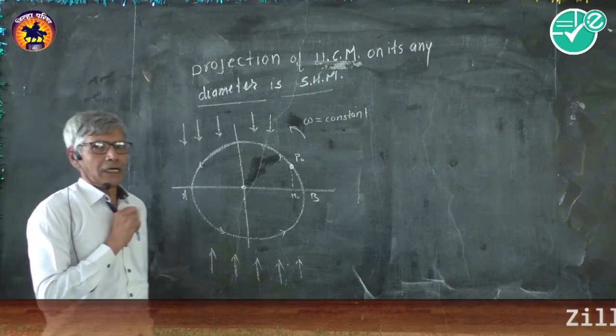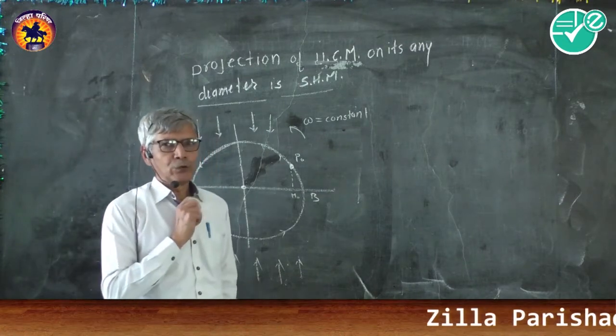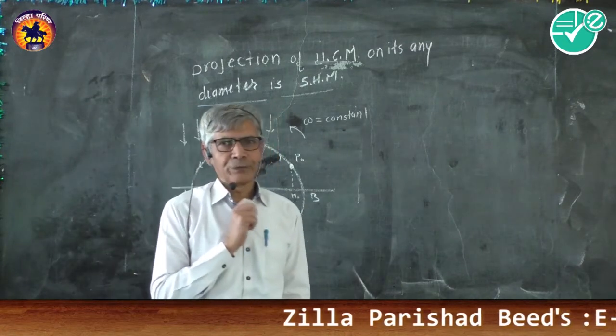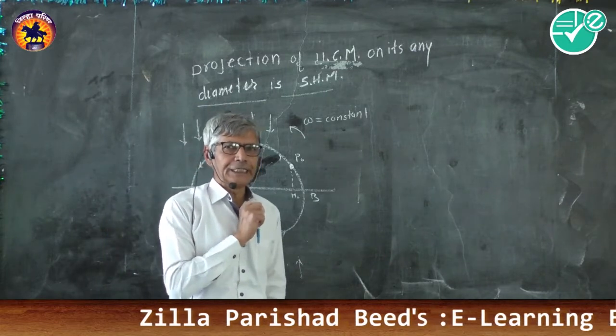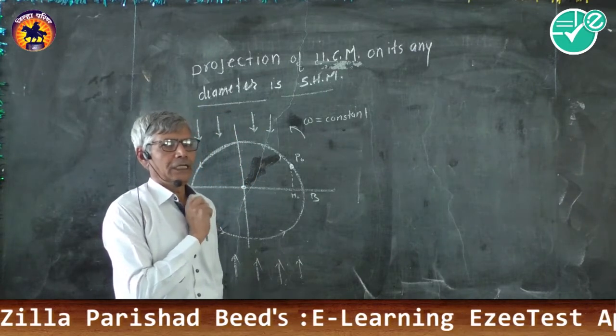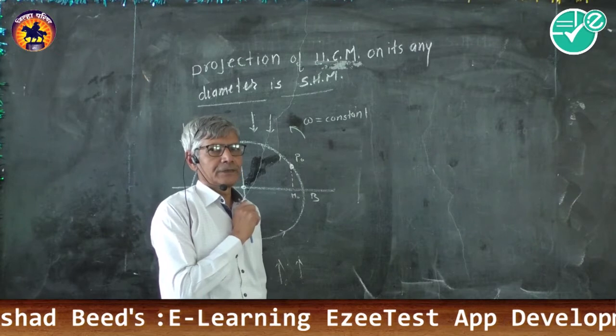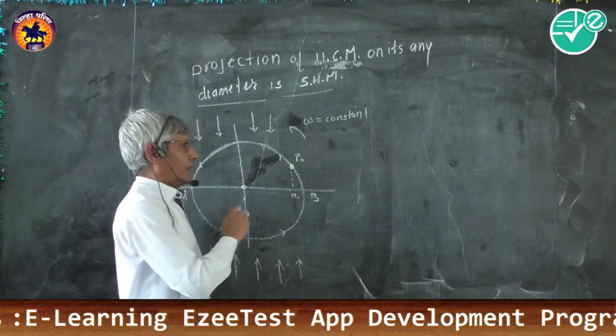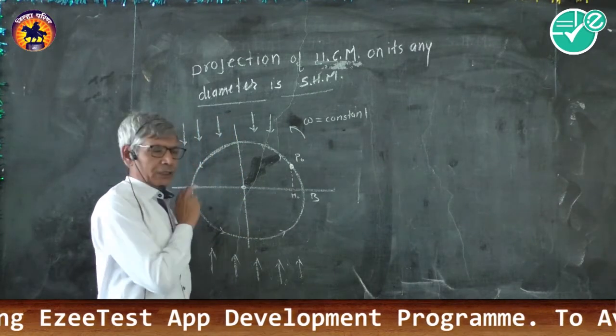Now we discuss other things. Projection of uniform circular motion on any of its diameters is linear simple harmonic motion. And we will obtain the expressions for the displacement.